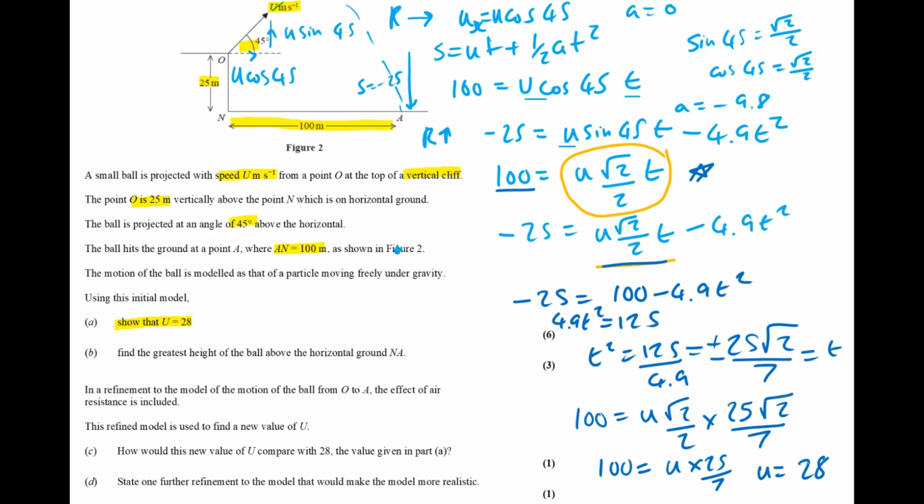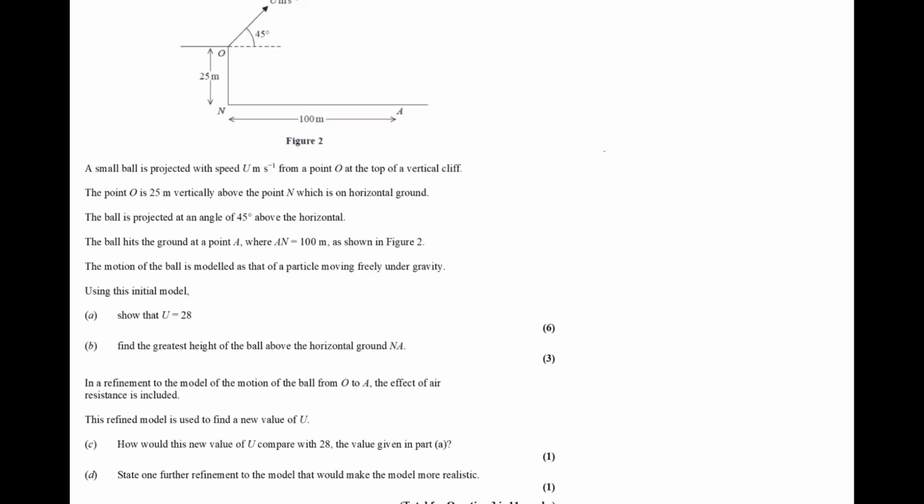That was a very tricky one for the 6 marks, but if you can get up to here, you would have got 4 out of 6 marks, which you can all do. Now if you got stuck to show that u equals 28, you could still do part B using the value of u, because we know now u equals 28, so this changes to 28 sine 45, and this changes to 28 cos 45.